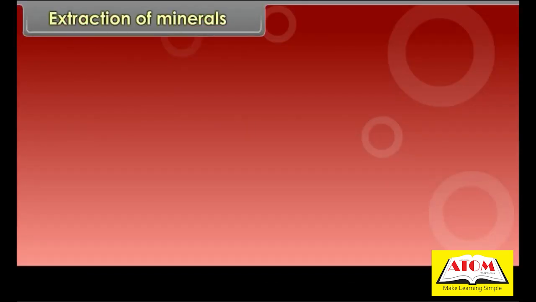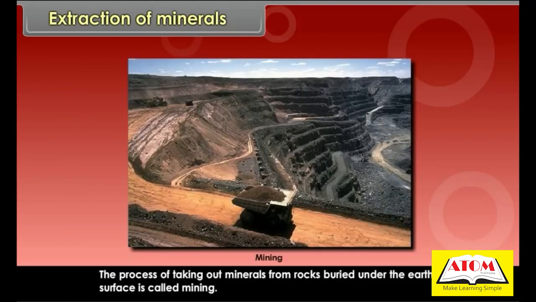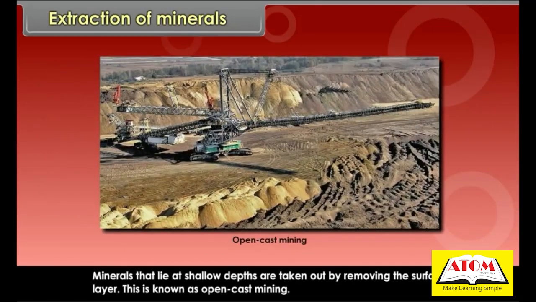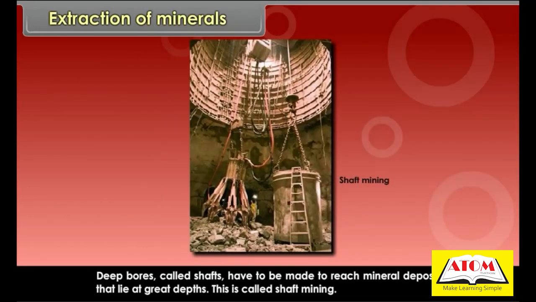Extraction of minerals. Minerals can be extracted by mining, drilling or quarrying. The process of taking out minerals from rocks buried under the earth's surface is called mining. Minerals that lie at shallow depths are taken out by removing the surface layer. This is known as open cast mining. Deep bores called shafts have to be made to reach mineral deposits that lie at great depths. This is called shaft mining.